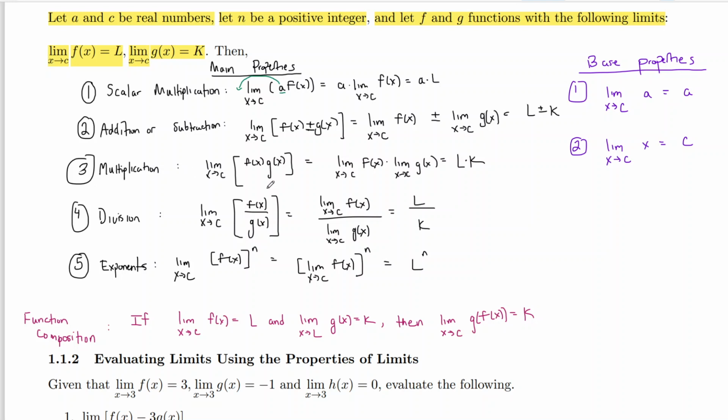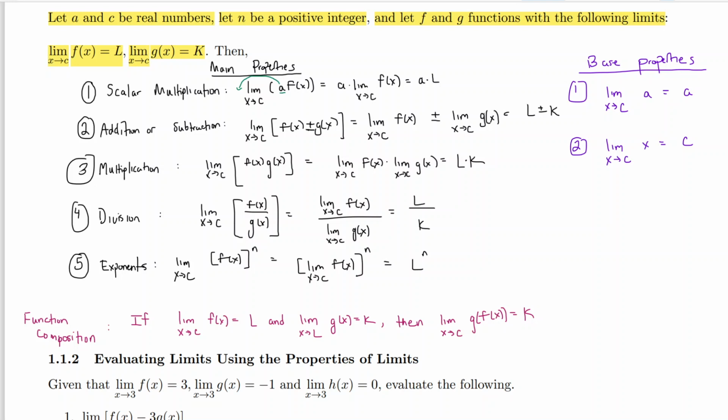Multiplication pretty much works the same way as addition or subtraction, except you're multiplying here. So if we multiply f of x times g of x and we want to do the limit, then we multiply doing the limit of each, which is what this portion here is saying, and we just get the result L times K.